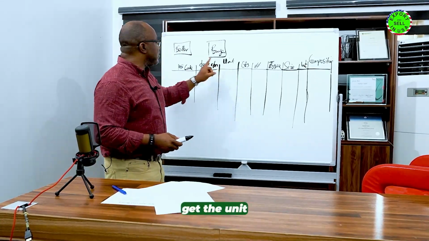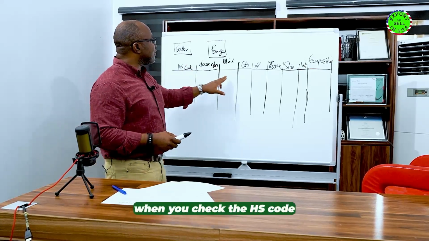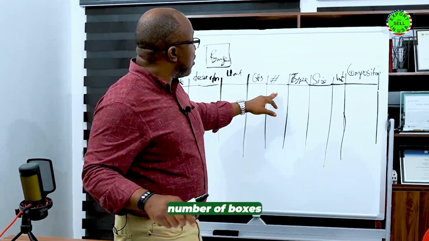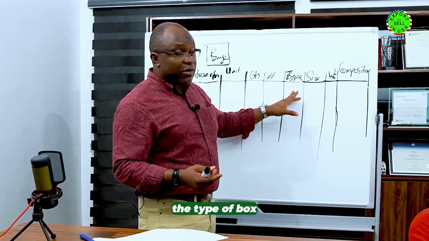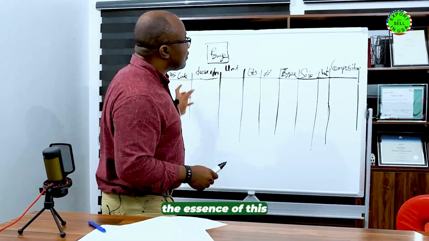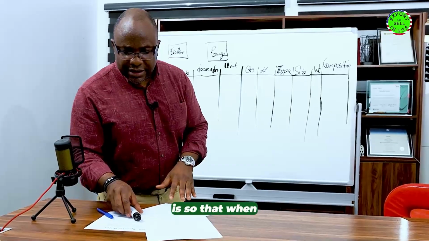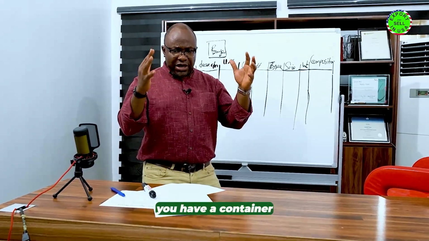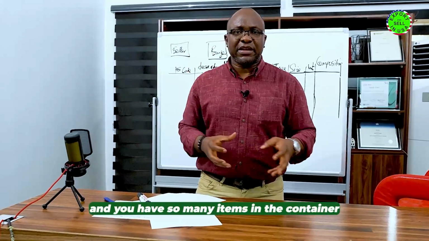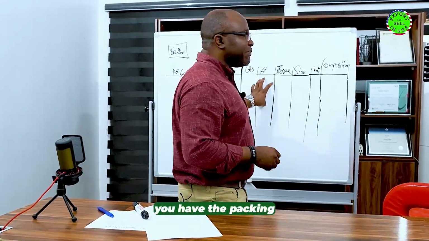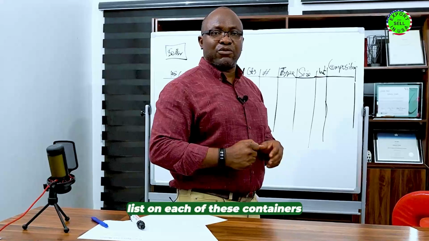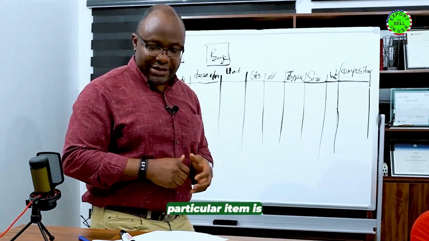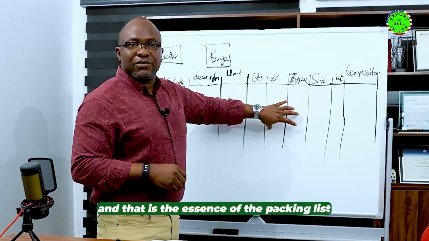Typically, you get the unit from the HS code. When you check the HS code, it will tell you what the unit is. And then the quantity, number of boxes, the type of box, the size. Now, the essence of this is so that when you are shipping multiple items, right? Say, imagine you have a container and you have so many items in the container. By the time you have the packing list on each of these containers, what happens? Customs is able to know where each particular item is. And that is the essence of the packing list.